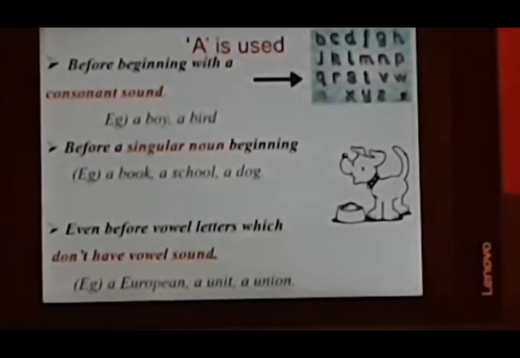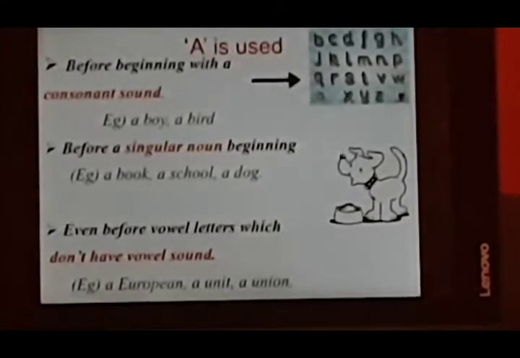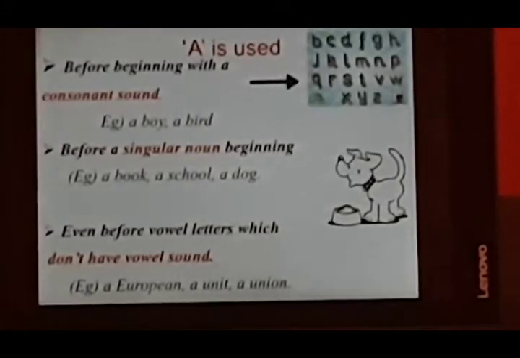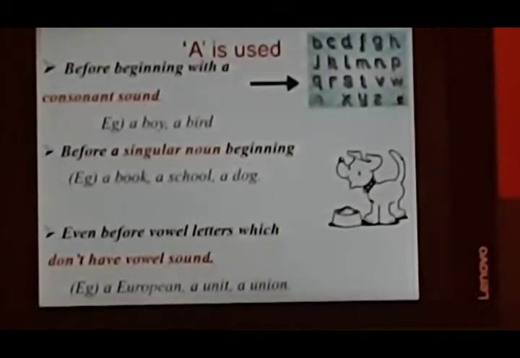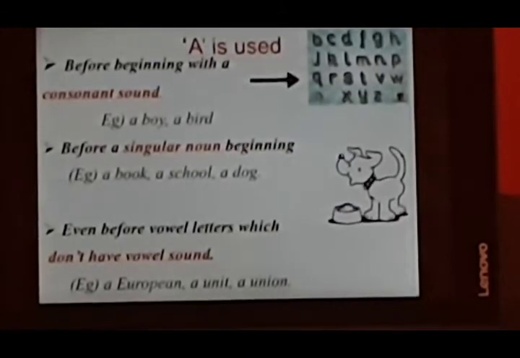This is why I said it is the sound which is very important, कि word किस sound से begin होता है, किस word से start होता है. ये नहीं है कि word किस letter से start होता है. consonant अगर है तो a लगेगा और vowel है तो an लगेगा, ऐसा नहीं है. इसमें ये sound बहुत matter करती है. ठीक है.